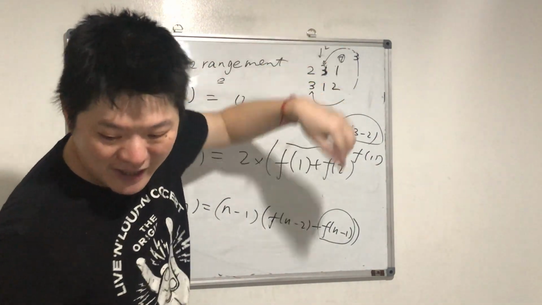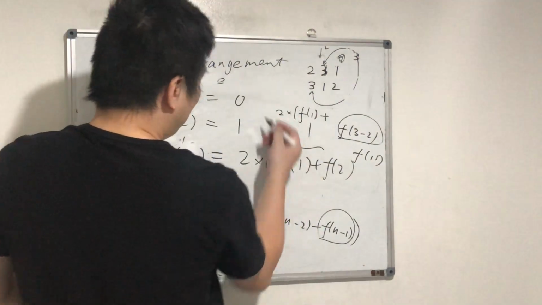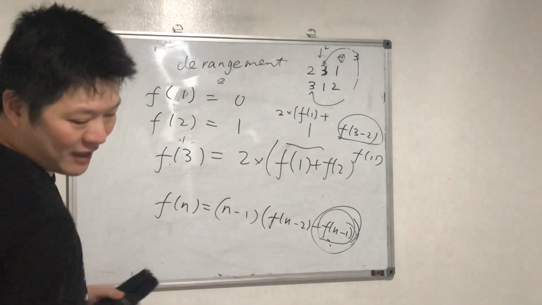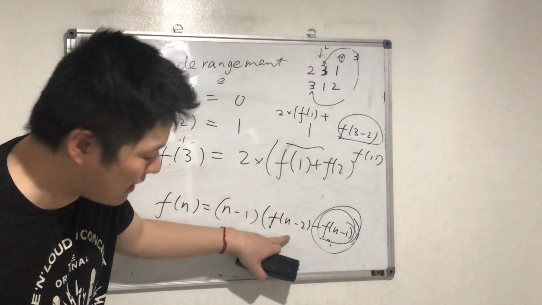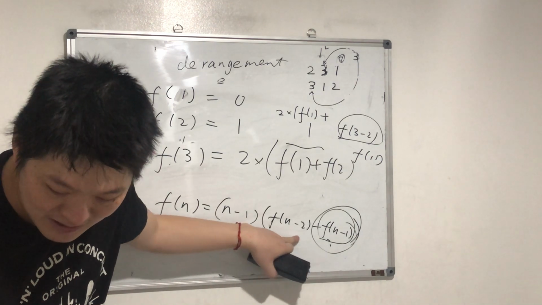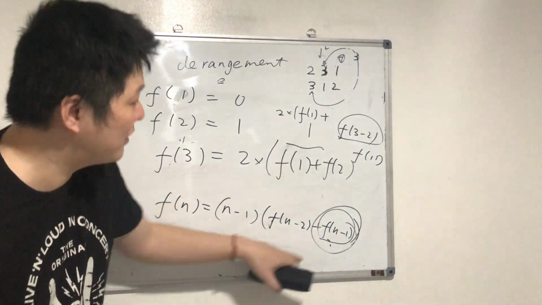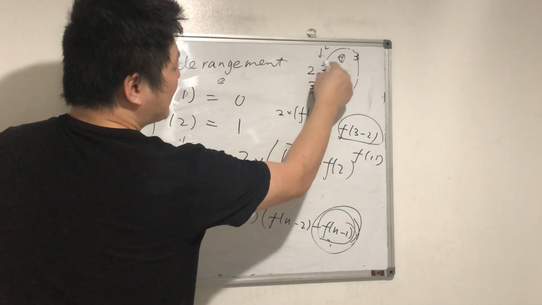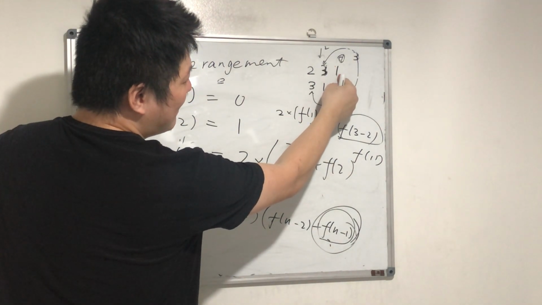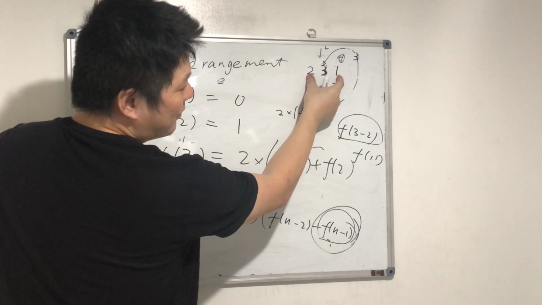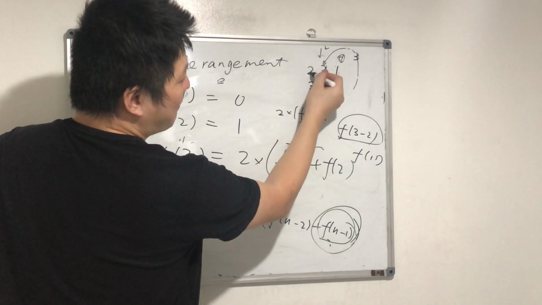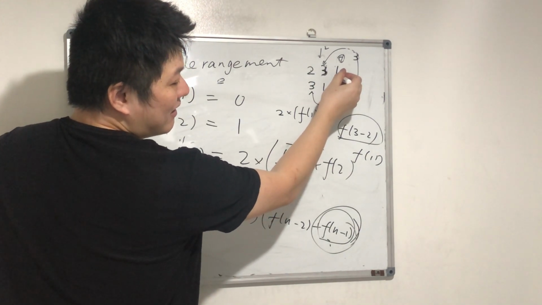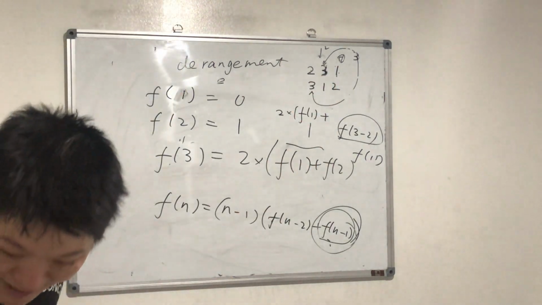Got it? Look. Why is this n minus 1? You understand this part, yeah? F n minus 2, yeah? And what's this n minus 1? Look, if I pick the number 3, put it in here, and 2 doesn't go into the last, then they are n minus 1, right? Look, they are n minus 1, which is 2 numbers. Got it?